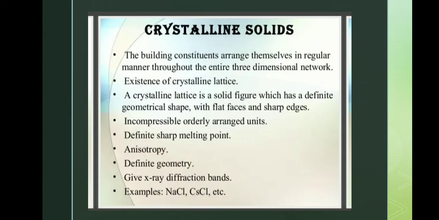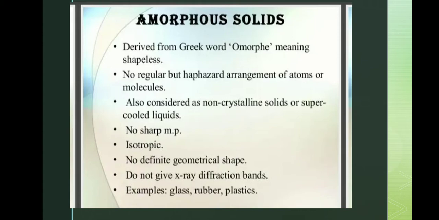What are crystalline solids? There are two types of solids: crystalline solids and amorphous solids. In crystalline solids, the building constituents arrange themselves in a regular manner throughout the entire three-dimensional network. A crystalline lattice is a solid figure which has a definite geometrical shape with flat faces and sharp edges. They are incompressible with orderly arranged units, a definite sharp melting point, anisotropy and definite geometry, and give X-ray diffraction bands. Examples: NaCl, CsCl, KCl, etc.